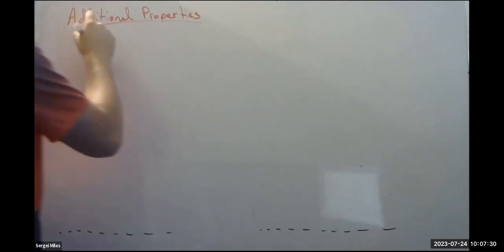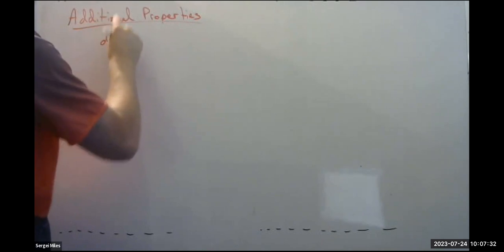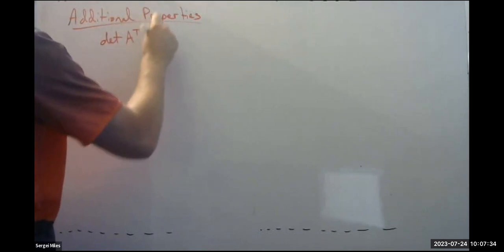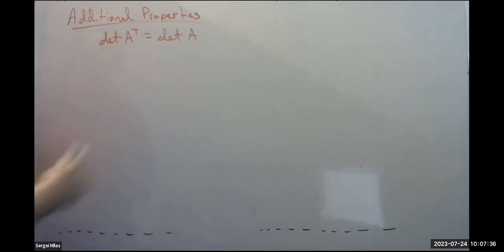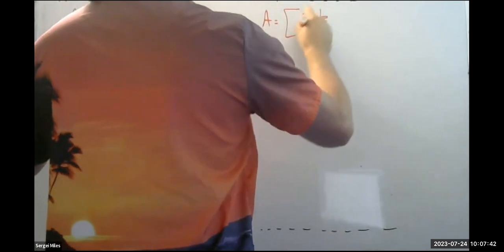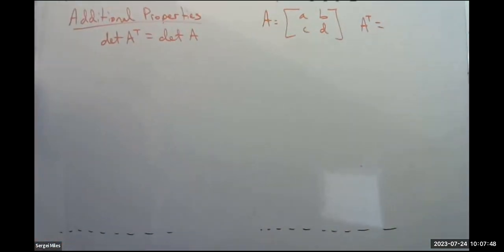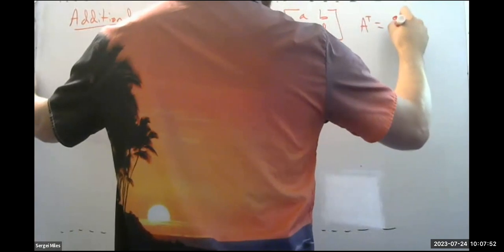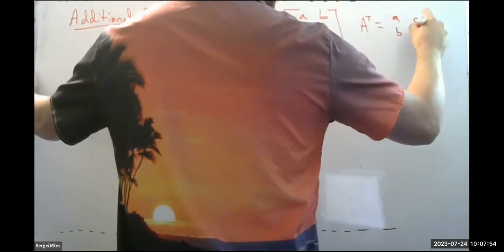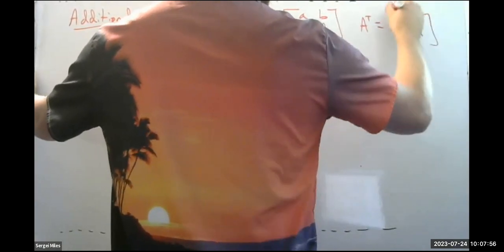First of all, taking the transpose of the matrix does not change the determinant. It stays the same, right? How can we see that? Well, let's suppose I just have some basic matrix A, B, C, D. The transpose of the matrix, rows become columns, columns become rows. So I'm going to have A, B, C, D.